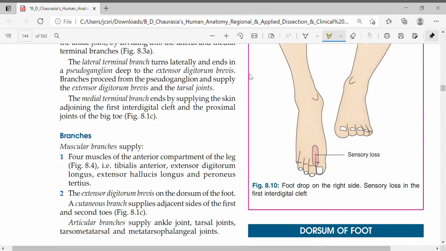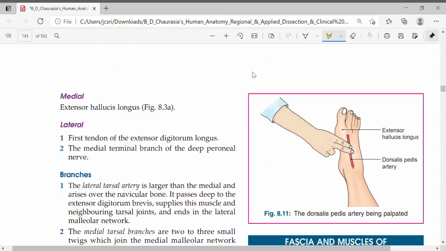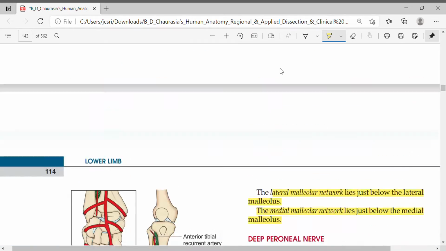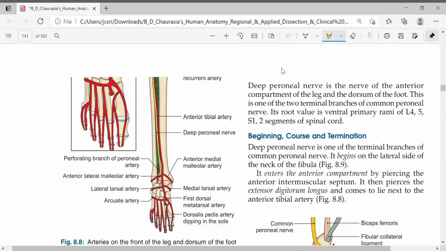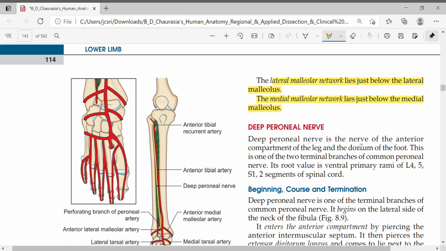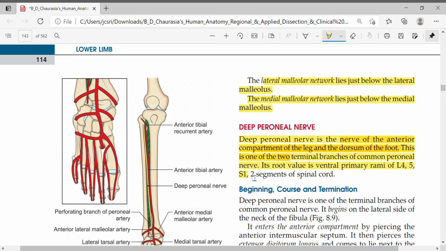Right. Next, we are going to the deep peroneal nerve, which is the last one. The deep peroneal nerve is the nerve of the anterior compartment of the leg and dorsum of the foot. So while learning the dorsum, you will know about the deep peroneal nerve. The terminal branches of the common peroneal nerve are superficial and deep. Superficial we saw in the lateral compartment. Now the deep peroneal nerve we will see in the anterior compartment.